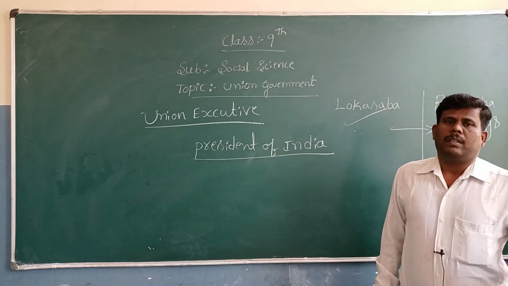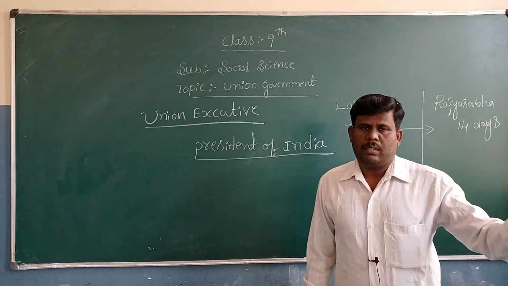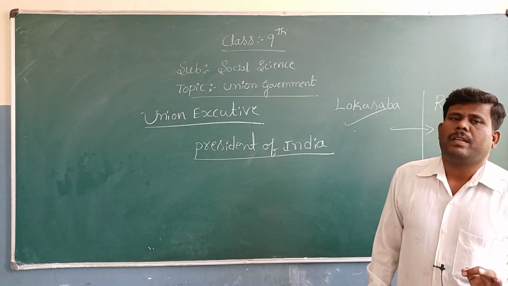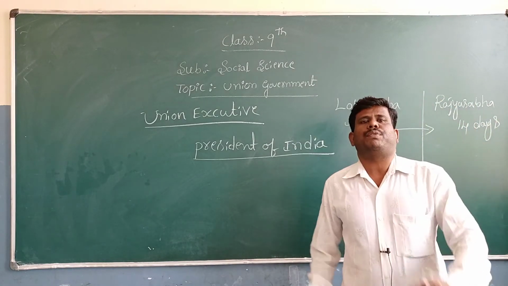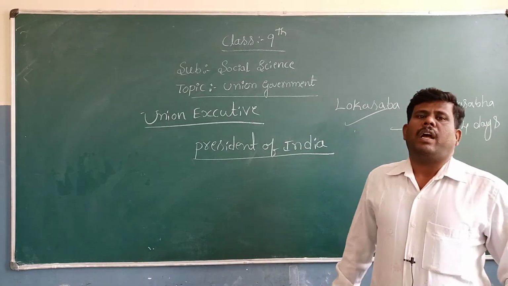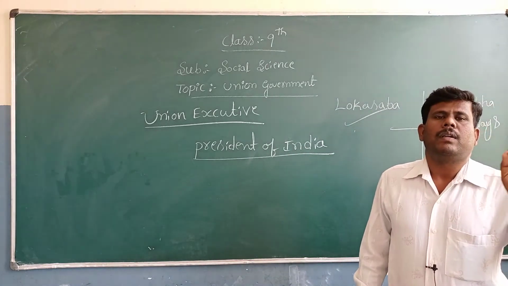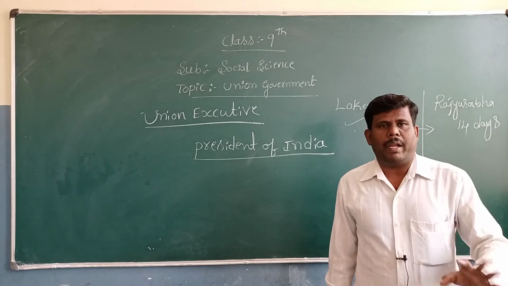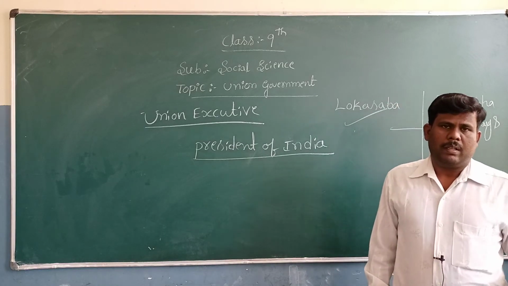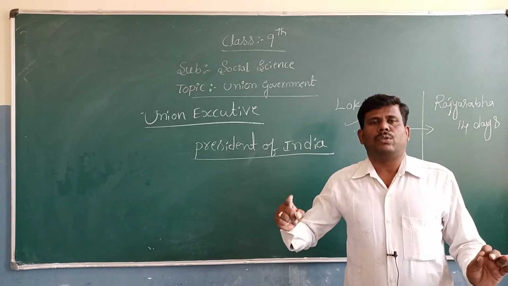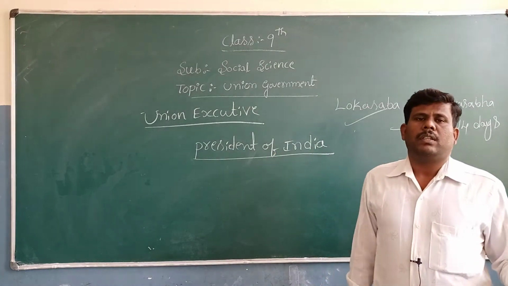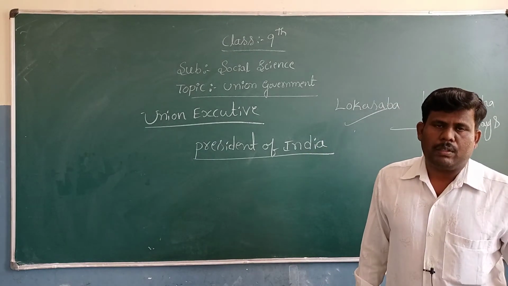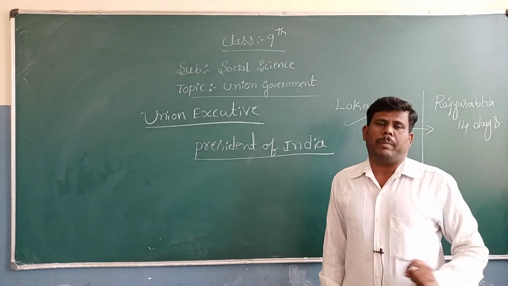The qualifications are the same as for a state. He must be a citizen of India. He must have completed the age of 35, and he should not hold any profitable job under the state and central government. Children, keep in mind, age is very important. A person who wishes to stand in the election for President of India must have completed 35 years. Then he must not hold any profitable job under the state and central government.